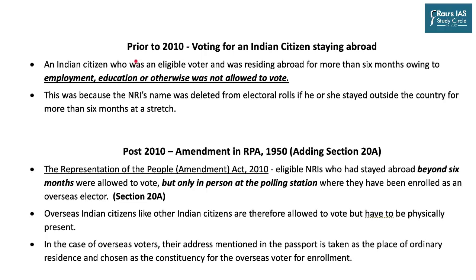So from the perspective of prelims examination, it is important for us to understand the voting for Indian citizens staying abroad prior to 2010 and post 2010. So prior to 2010, an Indian citizen who was an eligible voter and was residing abroad for more than 6 months owing to employment, education or otherwise was not allowed to vote. This was because an NRI's name was deleted from the electoral rolls if he or she stayed outside the country for more than 6 months at a stretch.